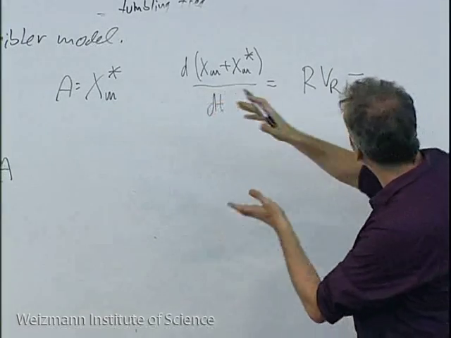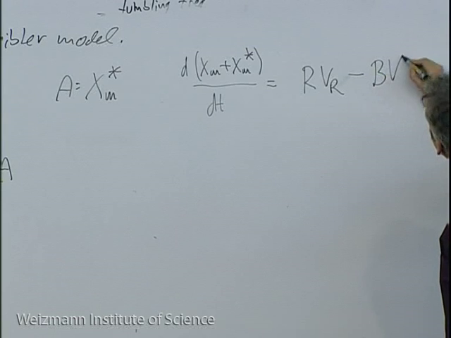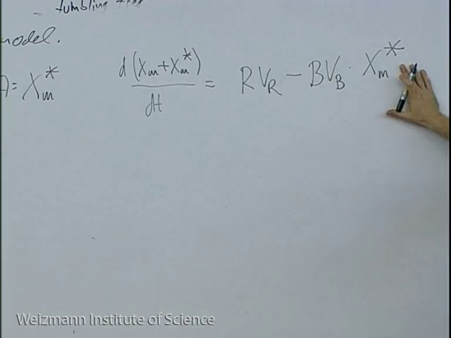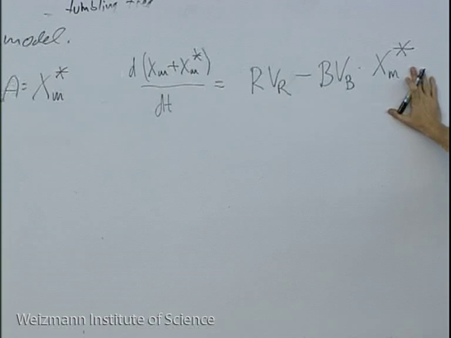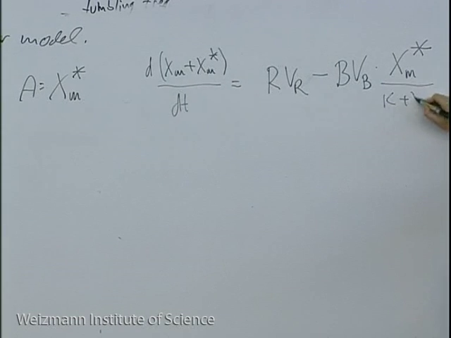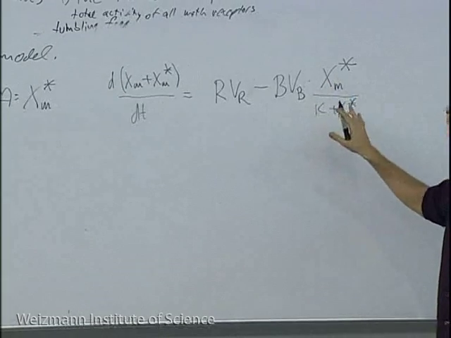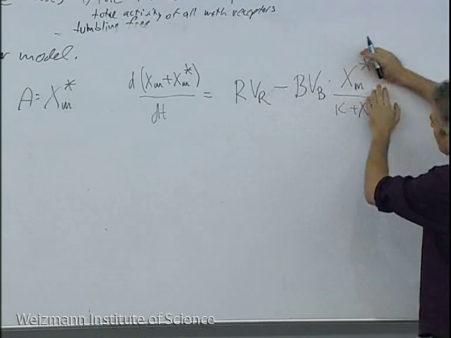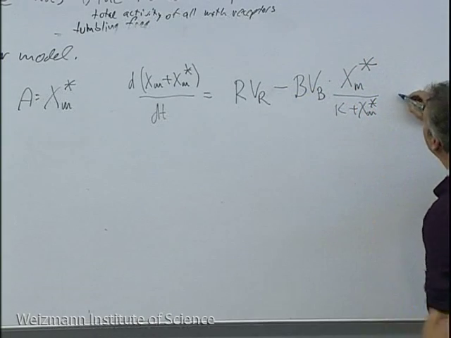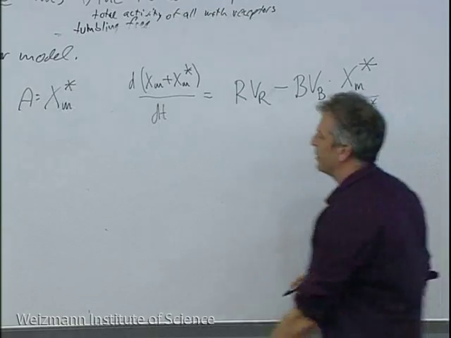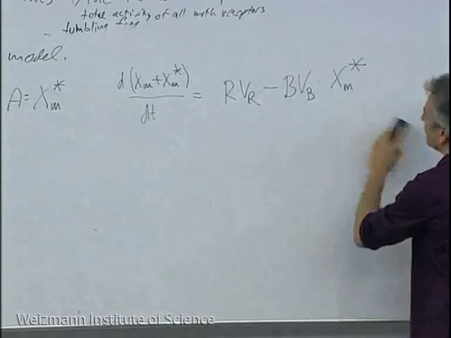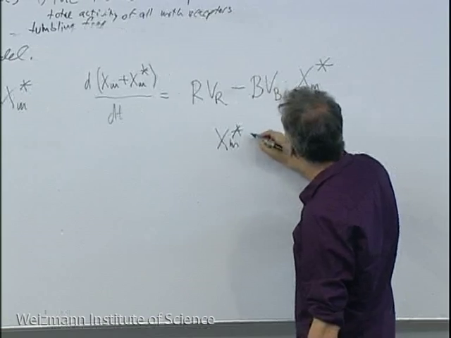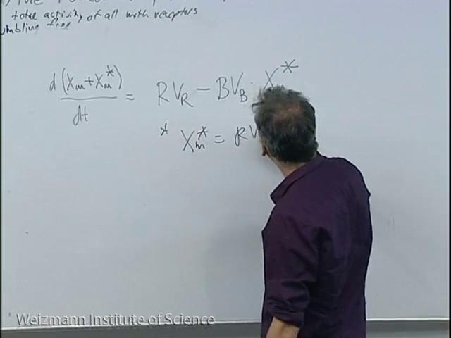again, it's just like the last time. It has RVR, and it has BVB. But this one only works on the active receptors. And if I want to, I can write it as a full Michaelis-Menten equation, just like last time. The only difference is, instead of the total amount of methylated receptor, here it's only the active state. So, just for simplicity, I'm going to write it like this. XM star at steady state is just equal to RVR over BVB.